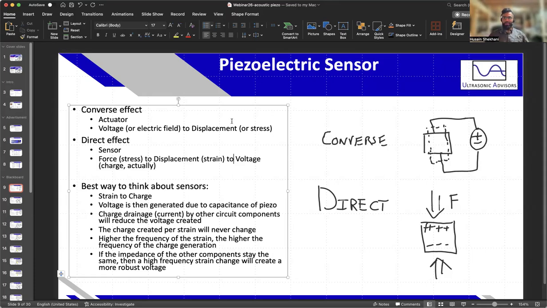If we were in a classroom setting and I felt comfortable enough, I would ask everybody to repeat after me: piezoelectric elements, sensors create charge, not voltage. But anyways, we're not going to do that. So let's continue to the next slide here.